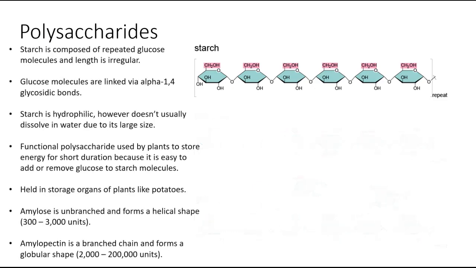But let's talk about starch specifically. If we talk about starch, which remember is the functional polysaccharide found in plants only, you'll notice that there is a bunch of glucose molecules that are linked via alpha 1,4 glycosidic bonds. Okay, and that's going to be different than the other ones, so keep that in mind. This molecule is hydrophilic, which means it would be soluble in water, because water, remember, is polar, and hydrophilic molecules are going to interact well with water.